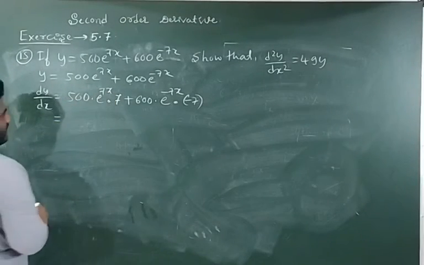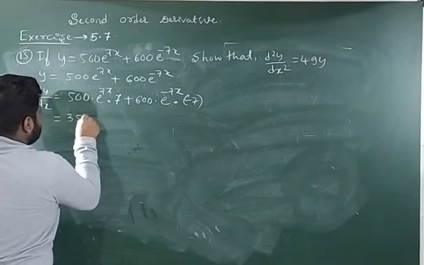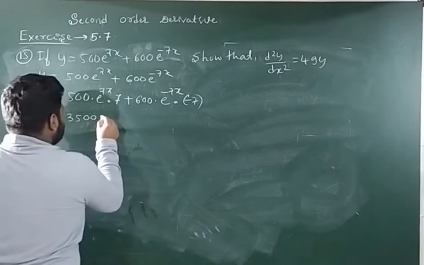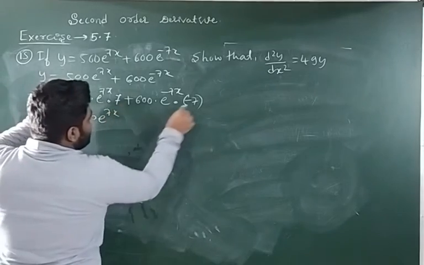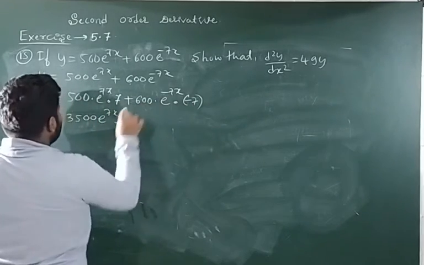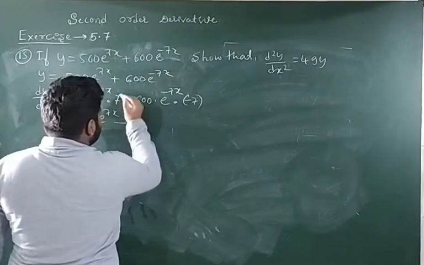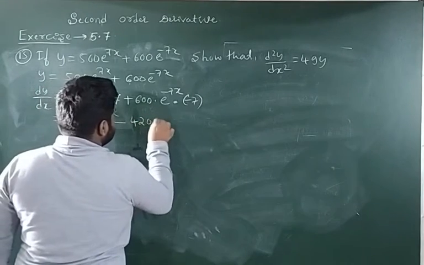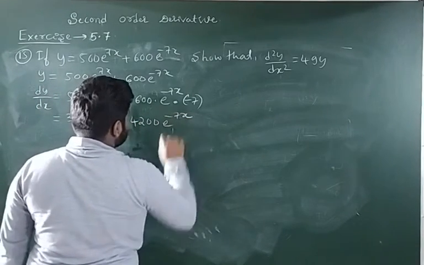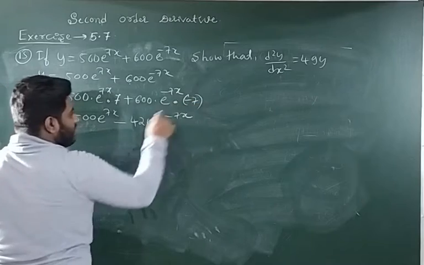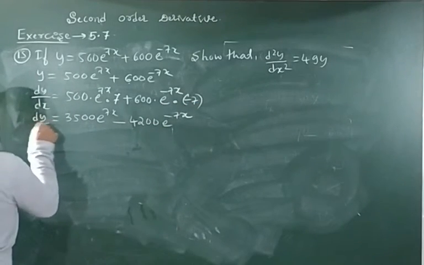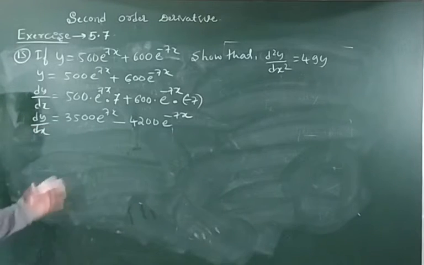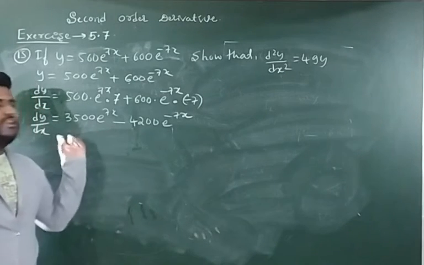Simplify that. 7 5s are 35, means 3500, because 7 into this one, e raised to 7x as it is. Minus, minus again, we are getting 4200 e raised to minus 7x. 6 7s are 42, means 4200 e raised to minus 7x. So this is the dy by dx we got.